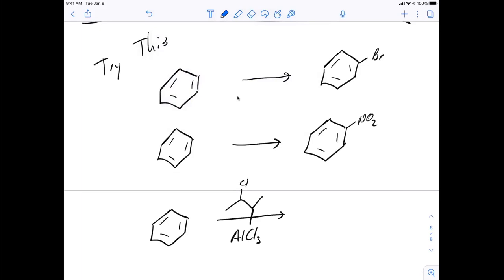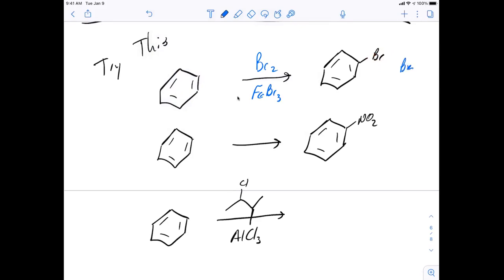Okay, let's go ahead and take a look. So on the first one, we're adding a bromine, so we're going to need Br2. Is that sufficient? Not for the aromatic, right? So then I'm going to need, I could put iron, or I could put FeBr3.